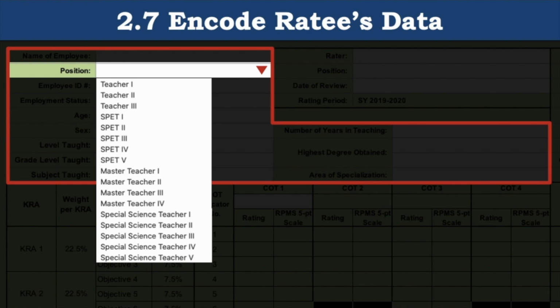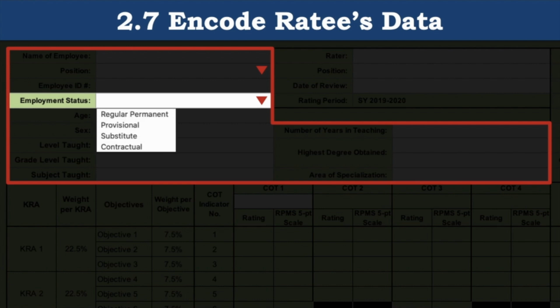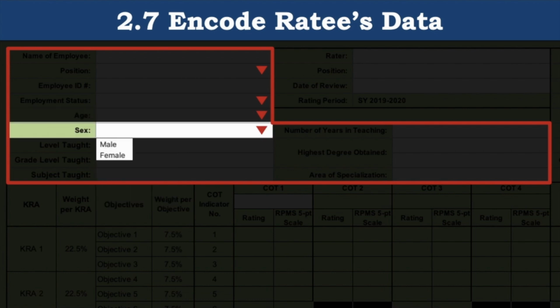Remember that when you change the position, or when you change the data for this field, it also changes the form. For example, if you select a position that uses the proficient form, part 1 for this tool changes accordingly. If you select, for example, master teacher, the form will change into the highly proficient form. Now you will know that the form has changed by looking at the background color. It will turn green for the proficient form, blue for the highly proficient form. Next, the employee ID number, employment status, which is a drop-down option, age, sex, which are also drop-down options.